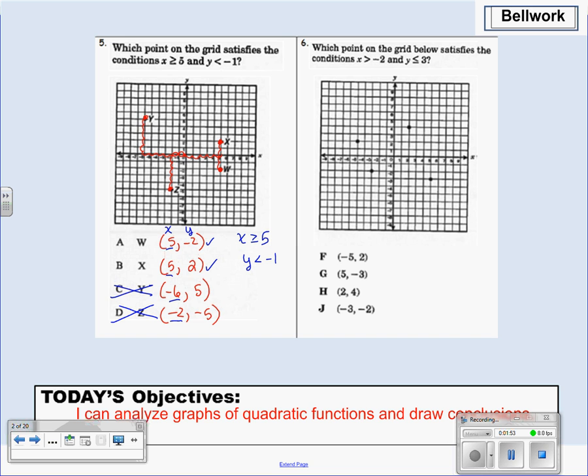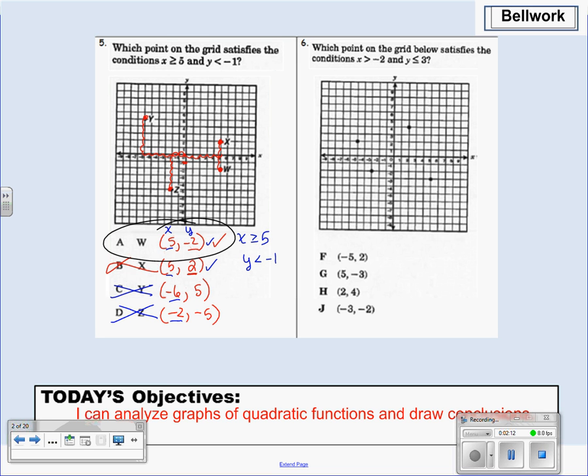Let's check our y values. Y must be less than -1. -2 is less than -1, so that works. However, +2 is bigger than -1, so B does not work. Our correct answer is A.